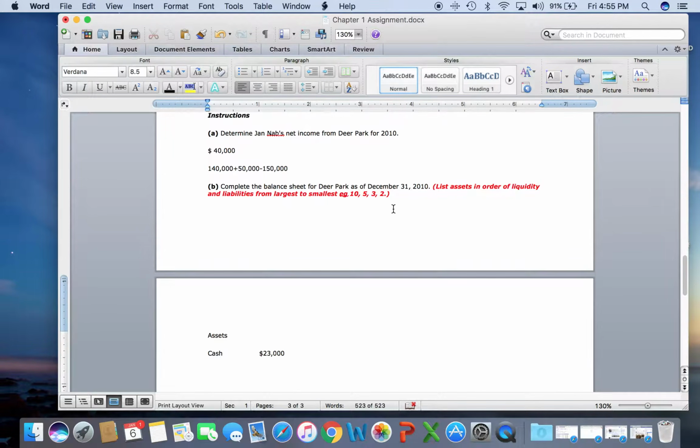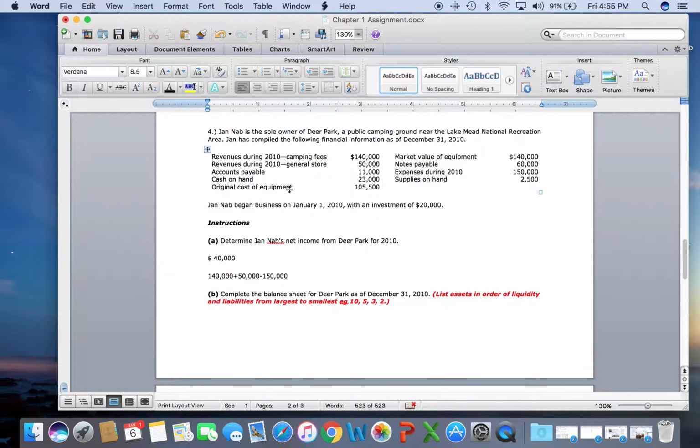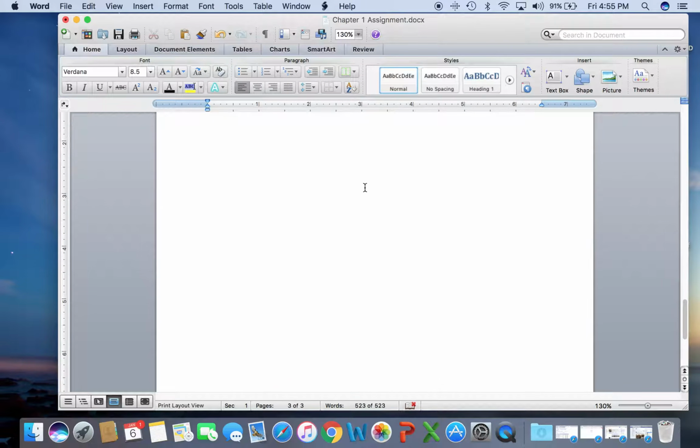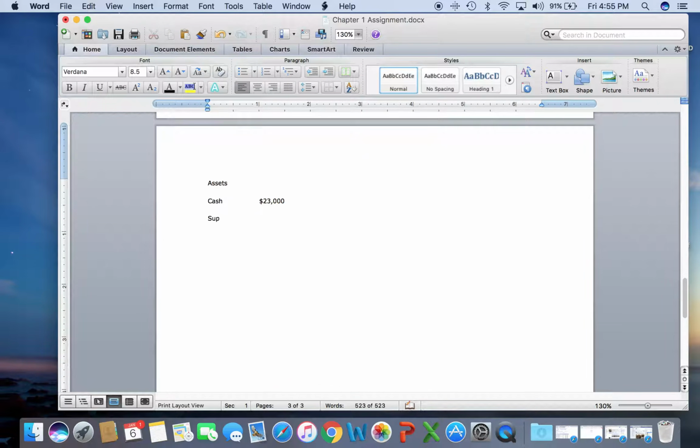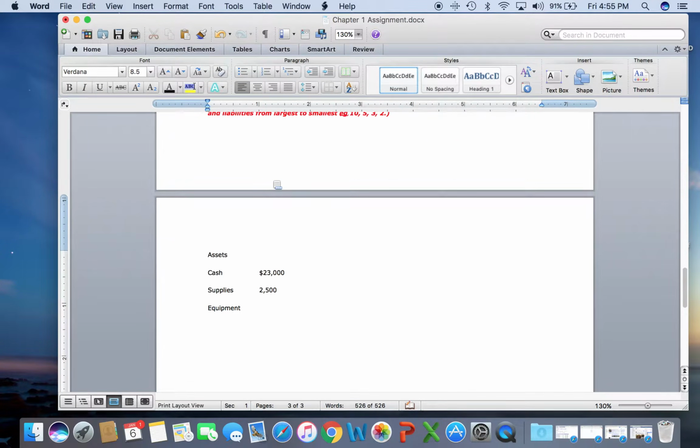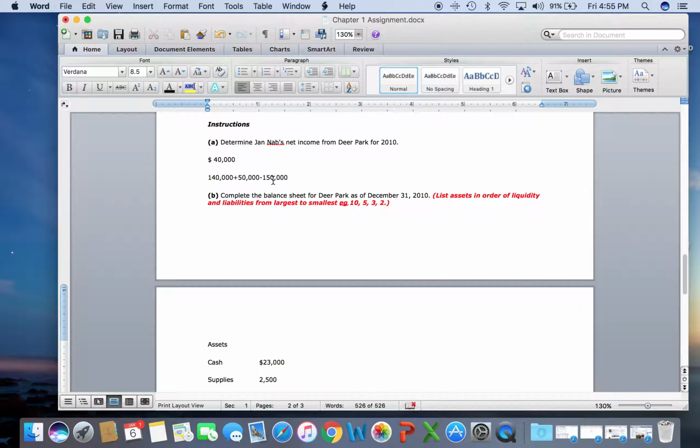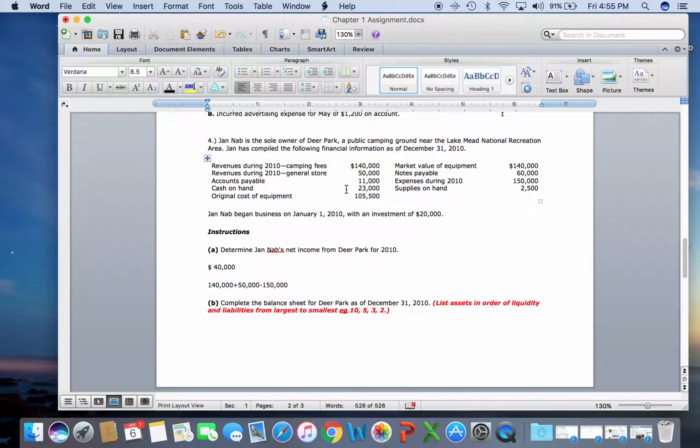Okay, let's see if we have any other assets. Now it says here, next one is we have supplies on hand, so that'll be supplies, $2,500. And we also had equipment. Now, there's two equipment values. It says the original cost of the equipment and market value. Now, for accounting purposes, at least for your financial statements, we don't take into account how much the market value is. You only want the original cost, so that'll be $105,500.